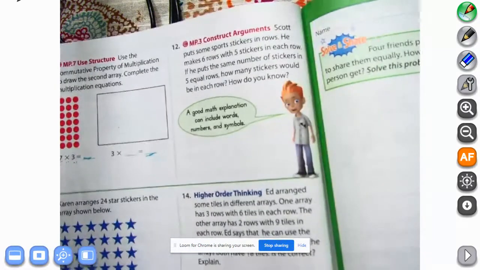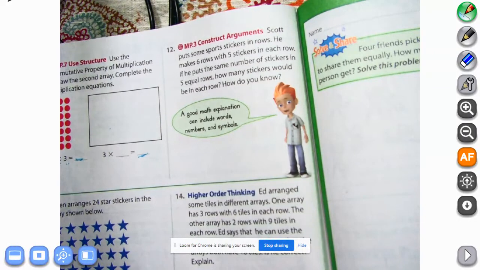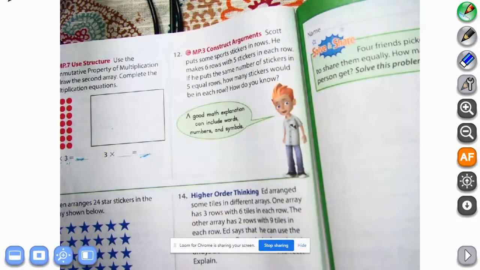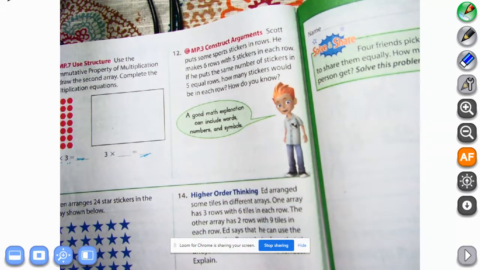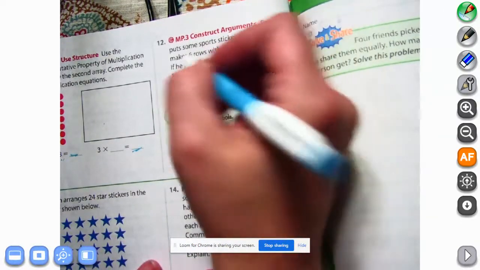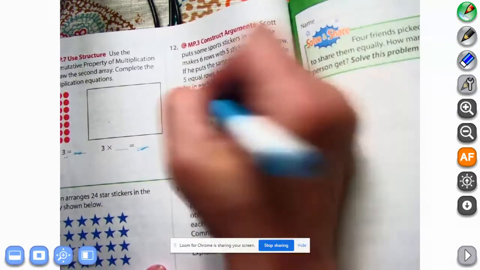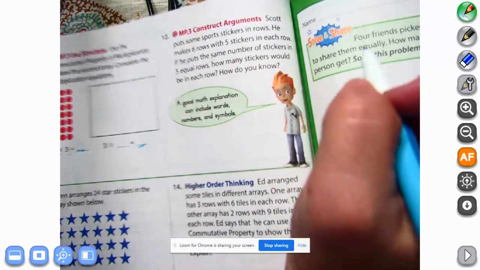Okay. Number 12 says, Scott puts some sports stickers in rows. He makes 6 rows with 5 stickers in each row. If he puts the same number of stickers in 5 equal rows, how many stickers would be in each row? How do you know? So you're explaining your commutative property.